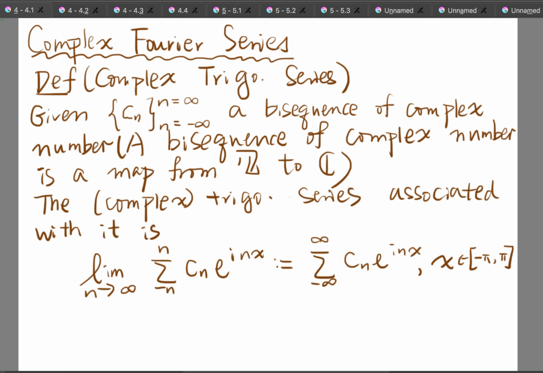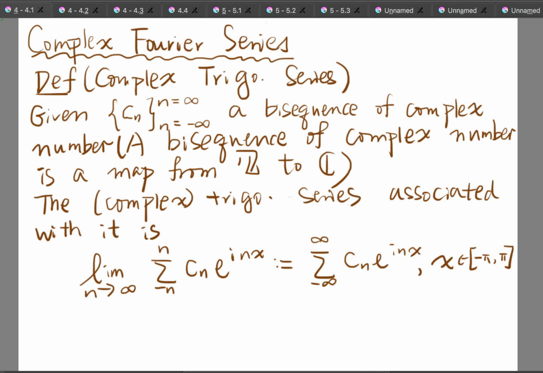Today, I will introduce complex Fourier series. Before this video, I've introduced real Fourier series. However, in applications like physics, we usually use complex Fourier series because it makes the computation more elegant. So we first define what a complex trigonometric series is.